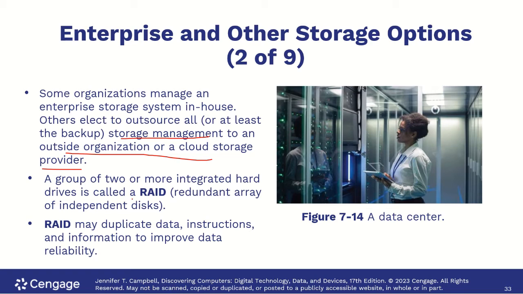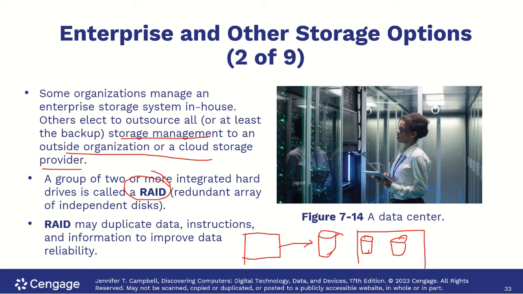A group of two or more integrated hard drives is called RAID, redundant array of independent disks. RAID may duplicate data, instructions, and information to improve data reliability. That's what I was talking about in the previous slide. For example, you have a computer where you enter some information. Now, this information is stored on a hard drive. RAID ensures that it has a strong backup and replication system, so that your data is never lost.